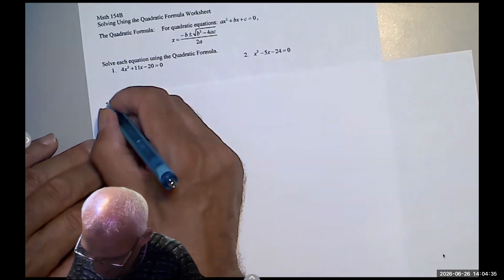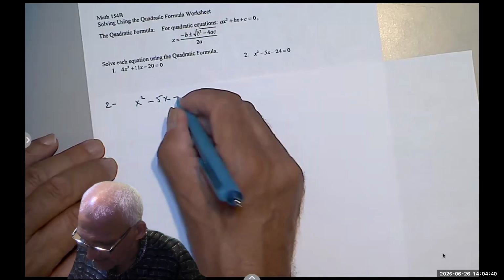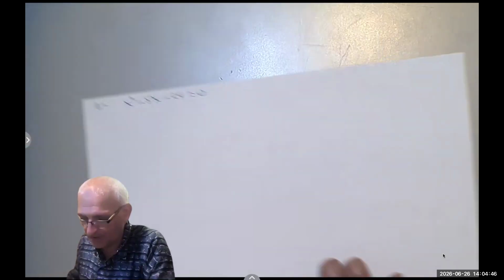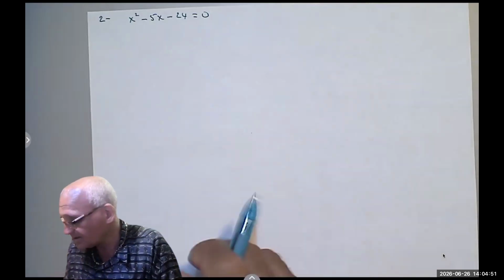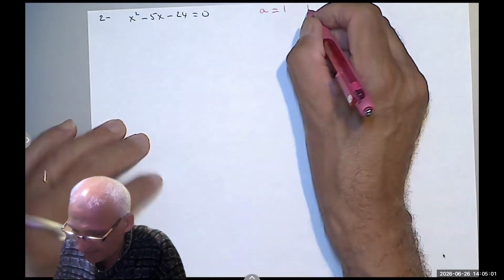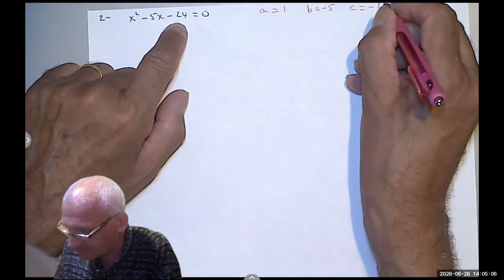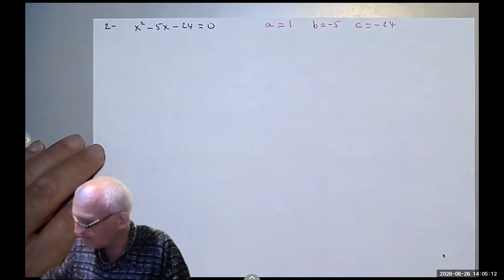Number two says x squared minus 5x minus 24 equals 0, and they want you to solve using the quadratic formula, the one we just learned. When we do that, you have to write down a, b, c. a is 1, since that's the multiplier of x squared. b is negative 5, and c is negative 24. So let's solve that.